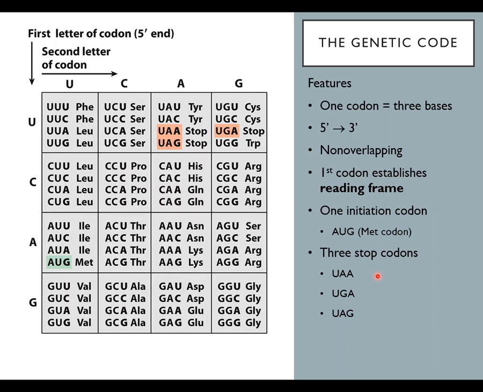And there are 3 codons that do not have any amino acid associated with them. They are called the stop codons. So when translation, or when a ribosome, gets to one of these 3 codons, UAA, UGA, or UAG, it stops. It stops translation, and that's the end of the protein.